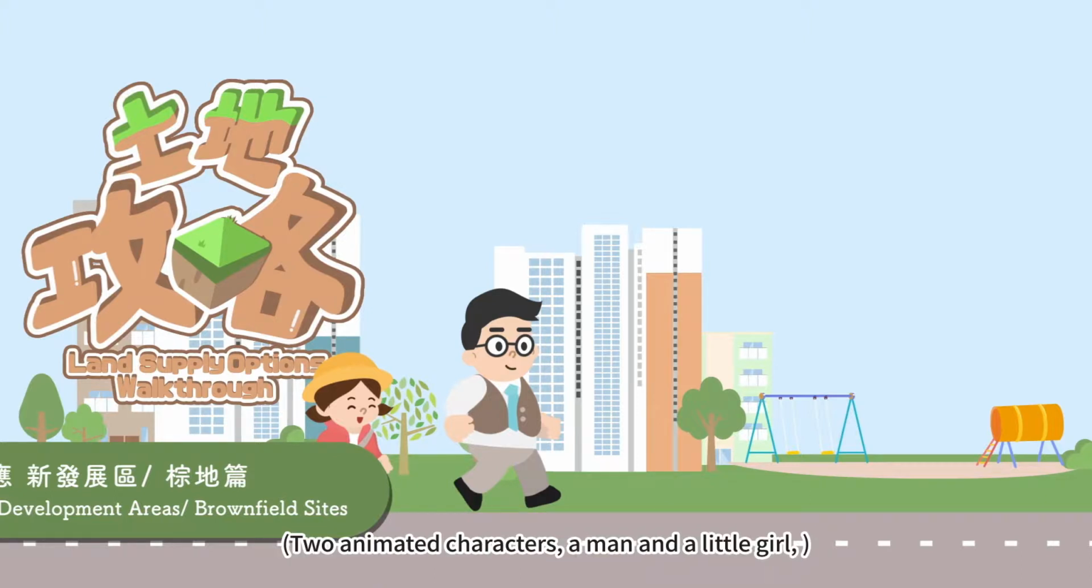Two animated characters, a man and a little girl, are walking through different scenes in the film, explaining the pros and cons as well as the considerations for each land supply option. There are 12 episodes in total. This is the third episode, New Development Areas, Brownfield Sites.